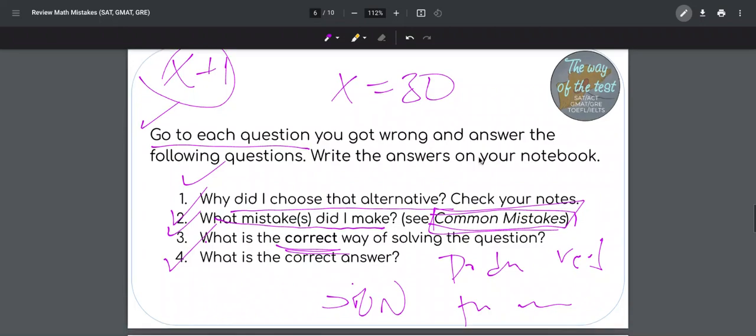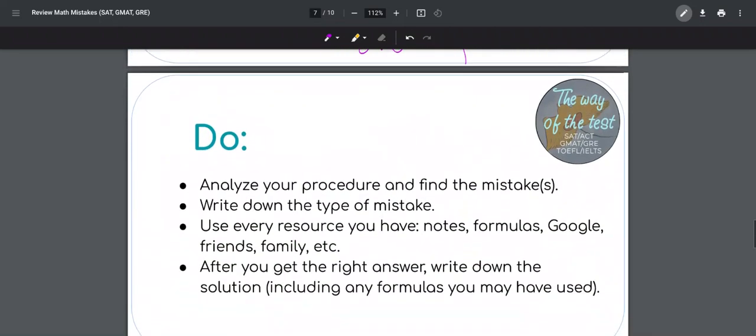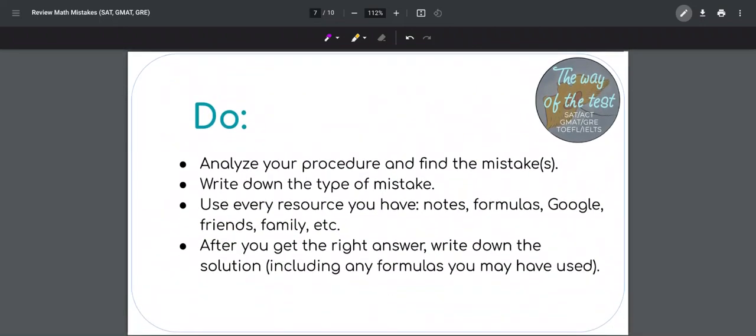Okay, so, things you want to do when you're doing this: you want to analyze your procedure and find the mistakes. That's basically what you do. Sometimes you may not have a procedure because the mistake may be in the calculator. I mean, the calculator doesn't make mistakes, but we do make mistakes. So maybe you plug in a number incorrectly. So sometimes you won't find the mistake, and that's fine, but you still analyze it.